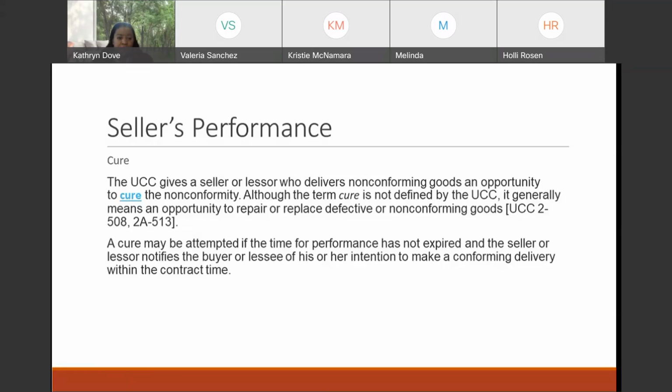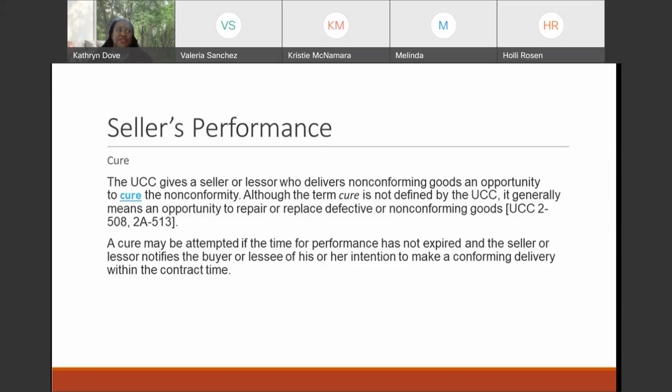That cure may be attempted if time for performance has not expired and the seller notifies the buyer of his intention to make the conforming delivery within the contract time. So if the contract says the seller has 10 days to cure a defective shipment, then the seller needs to utilize that 10 days to deliver some conforming goods, complete the shipment.